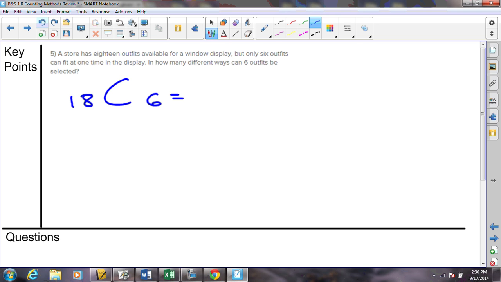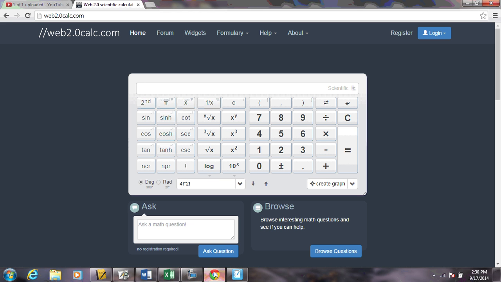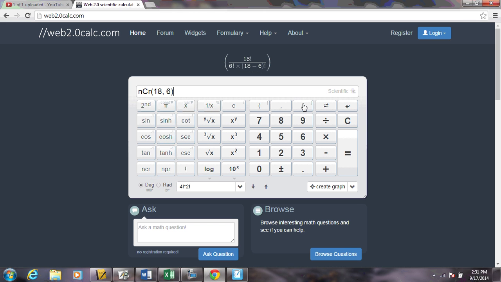You notice how this one does not say show all the work? Calculators are pretty awesome. Now that we've recognized this is a combination problem, we can go directly to combinations, 18 are available, we're picking 6. Our answer is 18,564. The calculator gives us precisely what we need.